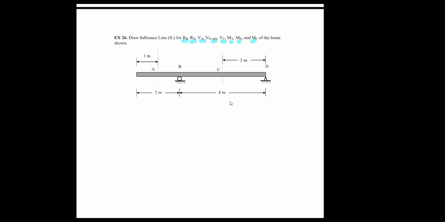Okay, now let's go with RB first. If I want the influence line of RB, I must allow it to move freely, right? Now it's not straight. It's a function that allows me to change this into a straight line, right? So now I want the RB to move freely.